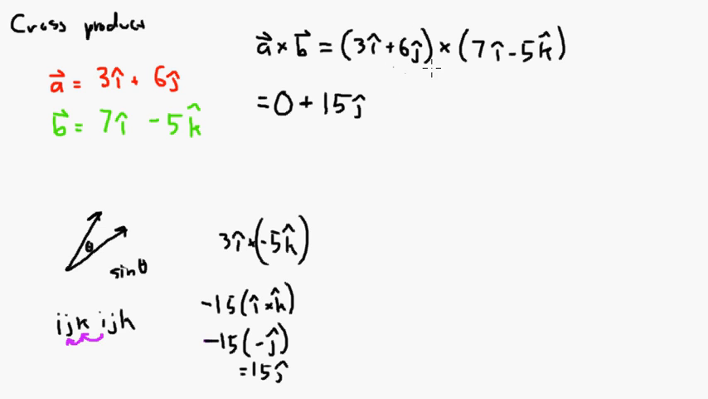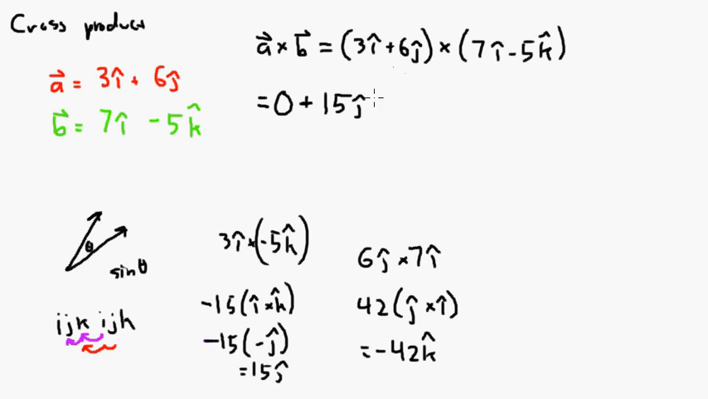And then my inner terms are going to be 6 j hat cross 7 i hat. So again, I have 6 j hat cross 7 i hat, and this is going to equal 6 times 7, which is 42, times j hat cross i hat. And once again, I'm going to use red this time. I'm going from j to i, so I go back one more to k, and because I'm going backwards, I'm going negative. So this is going to be negative 42 k hat. So minus 42 k hat.